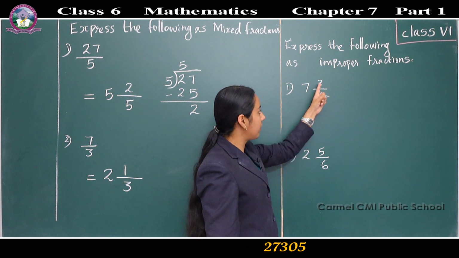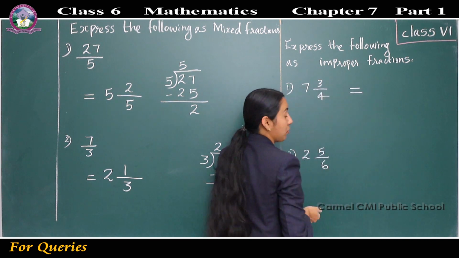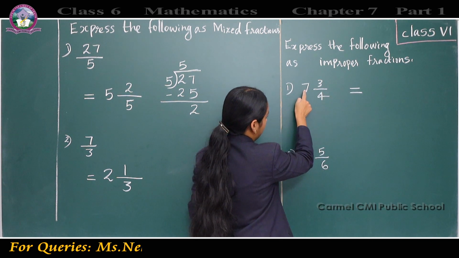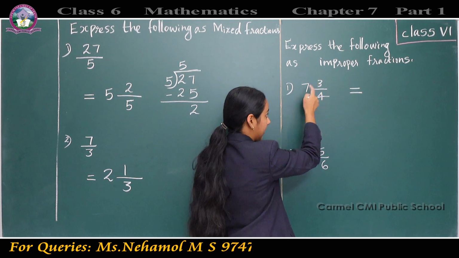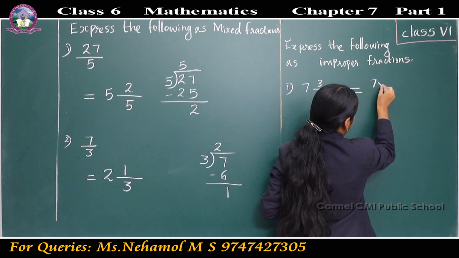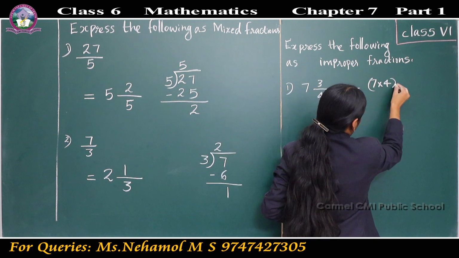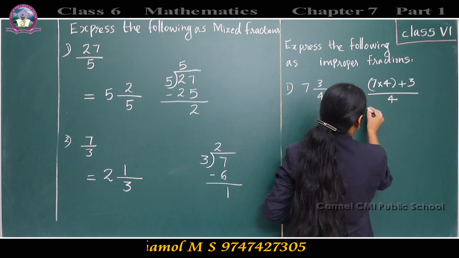First one, 7 3 by 4. What is the step? Multiply 7 into 4. 7 into 4 plus the numerator 3, all divided by 4. What is 7 into 4? 7 into 4 plus 3 divided by 4.